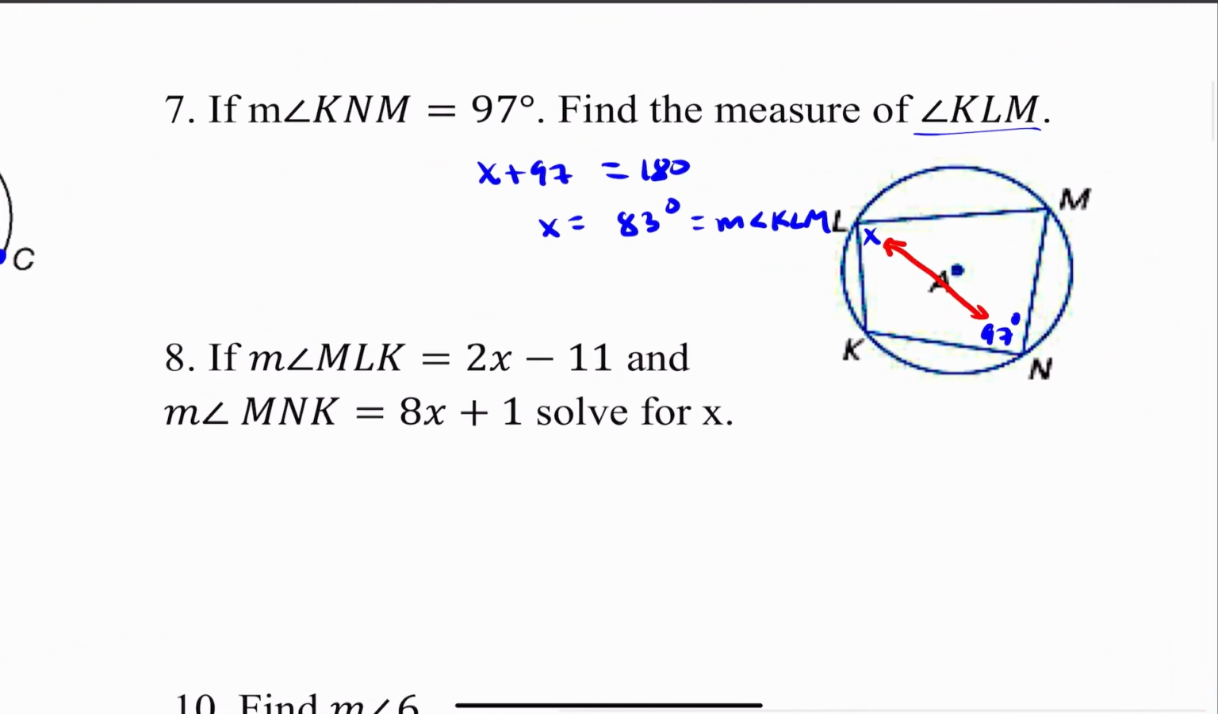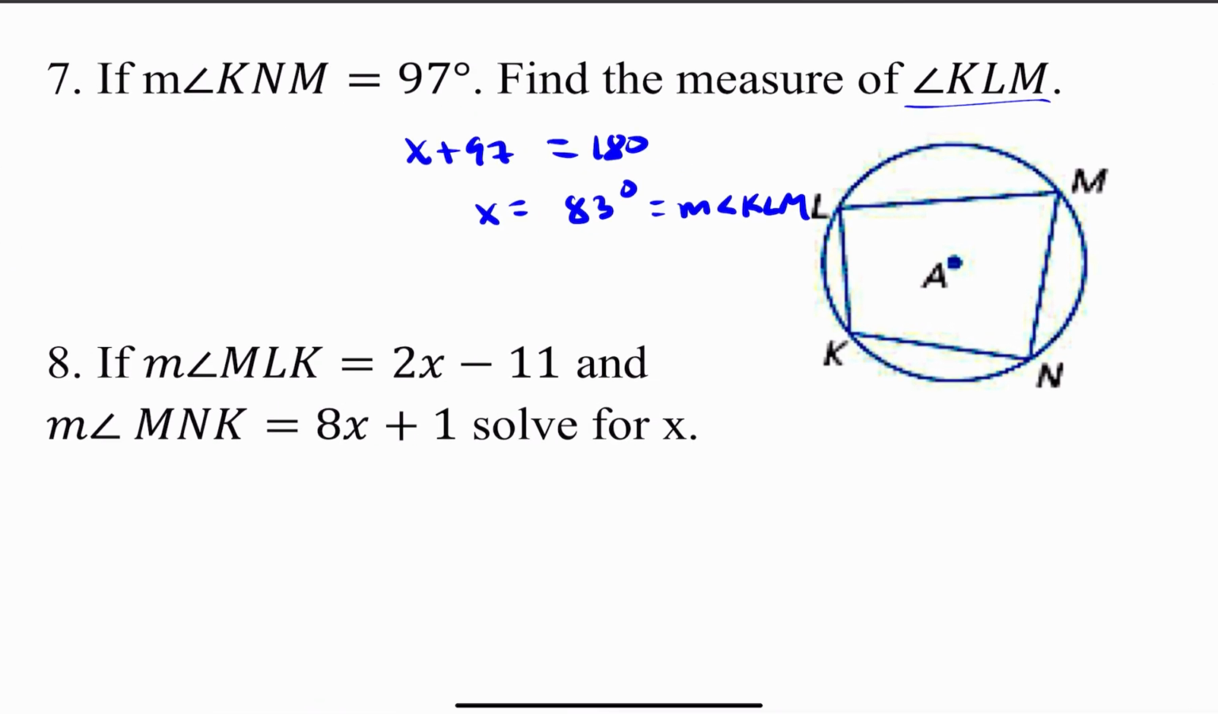Alright, here's number 8. If the measure of angle MLK is 2x minus 1, and the measure of angle MNK is 8x plus 1, solve for x. Okay, so we're going to be using the same figure over here. Let me go ahead and erase this. It says the measure of angle MLK, which is this angle. I'm going to write 2x minus 11 here. And then this angle, MNK, is 8x plus 1.